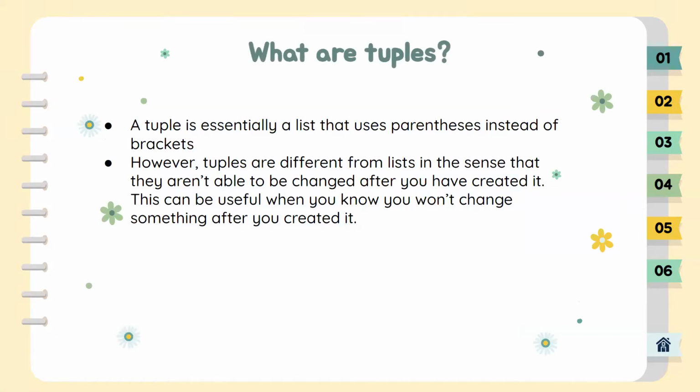So, what are tuples? A tuple is essentially a list that uses parentheses instead of brackets. However, tuples are different from lists in the sense that they aren't able to be changed after you have created it. So, this can be useful for when you know you won't change something after you created it.